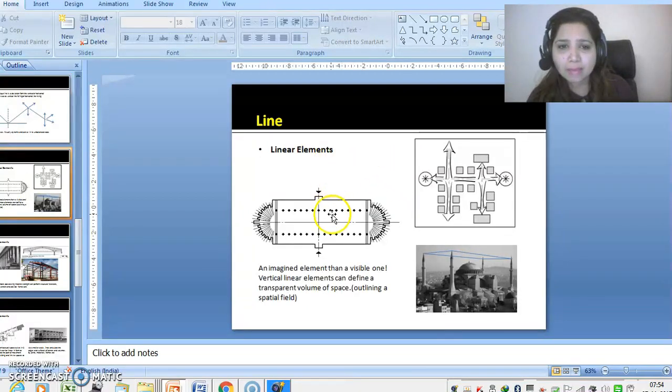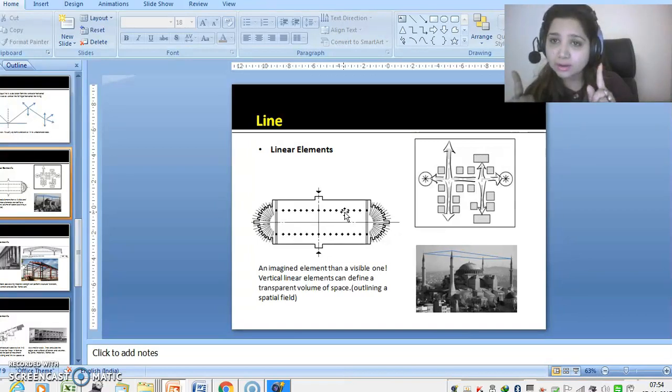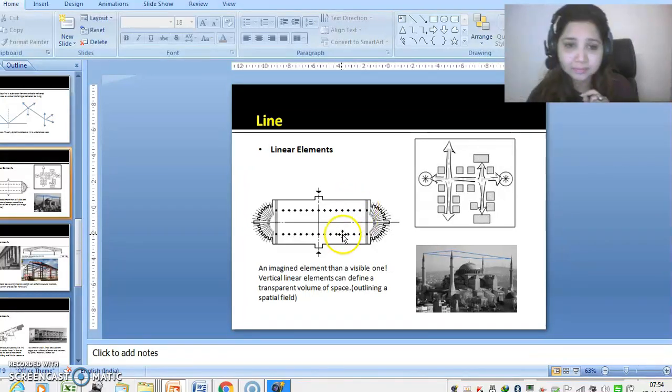So let us see the example. This is one of the buildings. Now let us see an imagined element that is the visible one. So the imagined element is the axis, the axial line. We also discussed this in a previous presentation, where we said that if there are 2 points, they are vertically extended, so they become a tower, and the relation they establish is that of an axial design. So this is an example of an axial design.